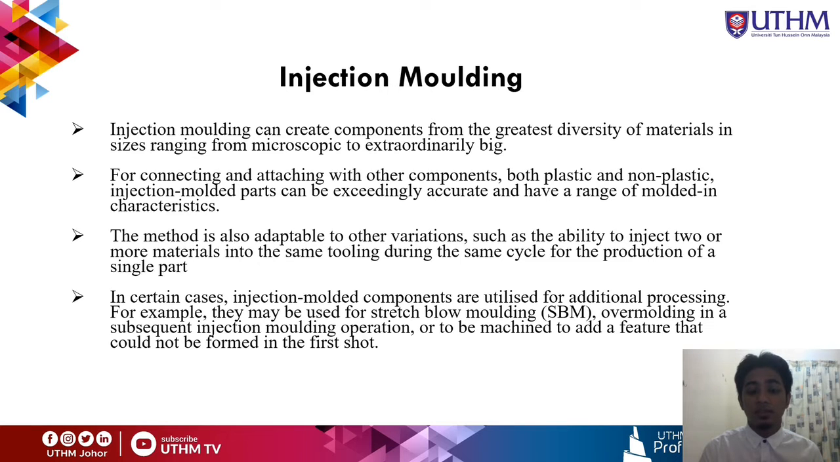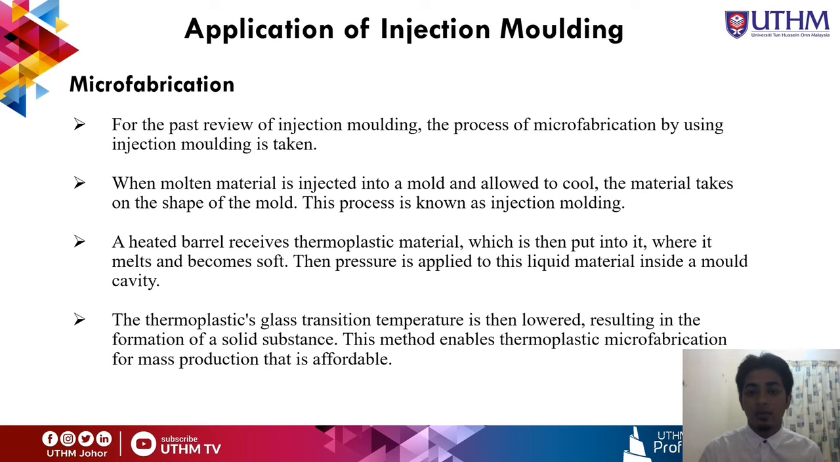In certain cases, injection mold components are utilized for additional processing. For example, they may be used for stretch blow molding, overmolding in a subsequent injection molding operation, or to be machined to add a feature that could not be formed in the first shot. For the application of injection molding, from past journals, we take microfabrication and food industry.